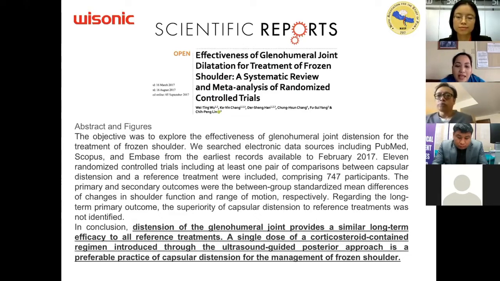They analyzed and concluded that distension of the glenohumeral joint provides long-term efficacy compared to all the reference treatments, even a single dose of a corticosteroid-containing regimen. If you use it for distension of the glenohumeral joint through the ultrasound-guided posterior approach, it is preferable for the management of frozen shoulder and has long-term pain relief.